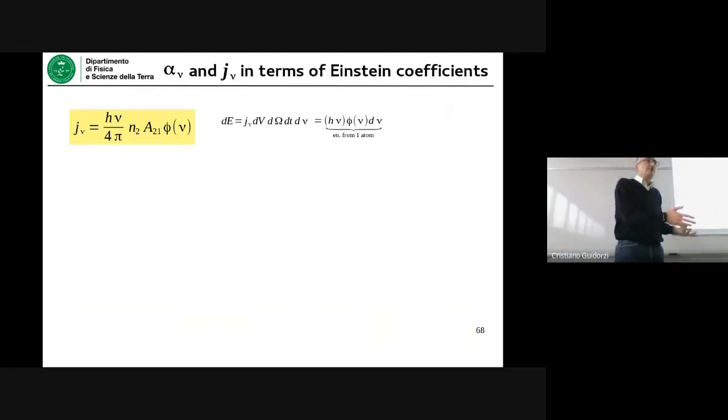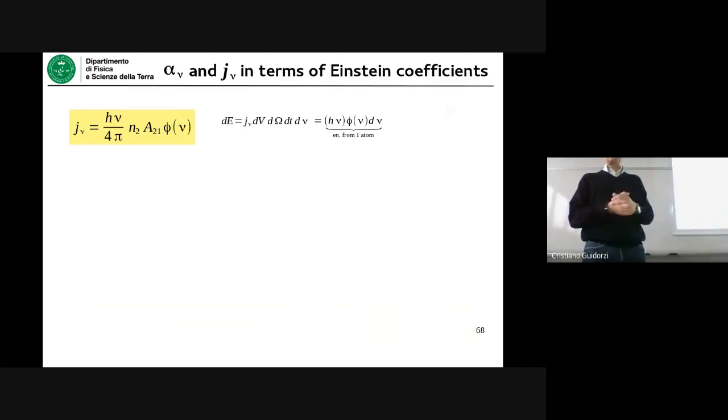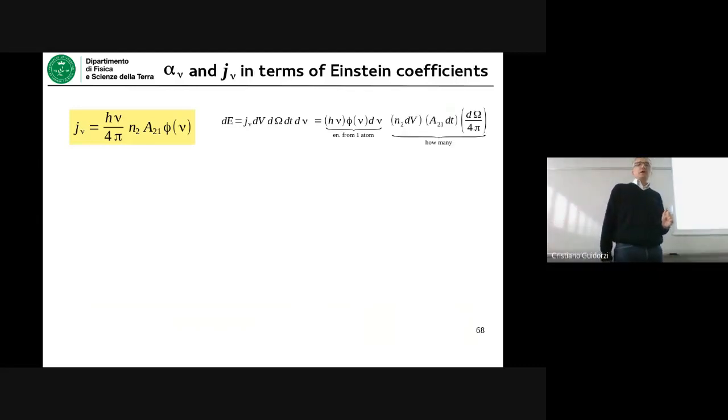Which one? Well, for emission, there's only one, just the spontaneous emission. So let's consider the energy emitted from one single transition. Well, this is just h nu. Here I have to consider the very same point I was making at the beginning. The probability of being emitted between nu and nu plus d nu, I have to weigh by the line profile. So this is the energy emitted from one atom within interval d nu, times what? Times the number of atoms making a transition in the volume dV, because here I'm considering dV, d omega, dt, d nu.